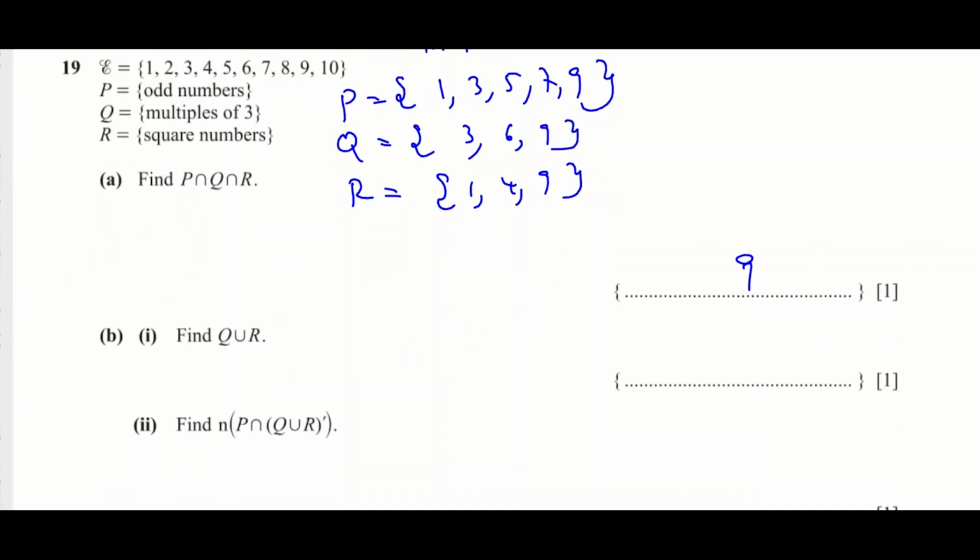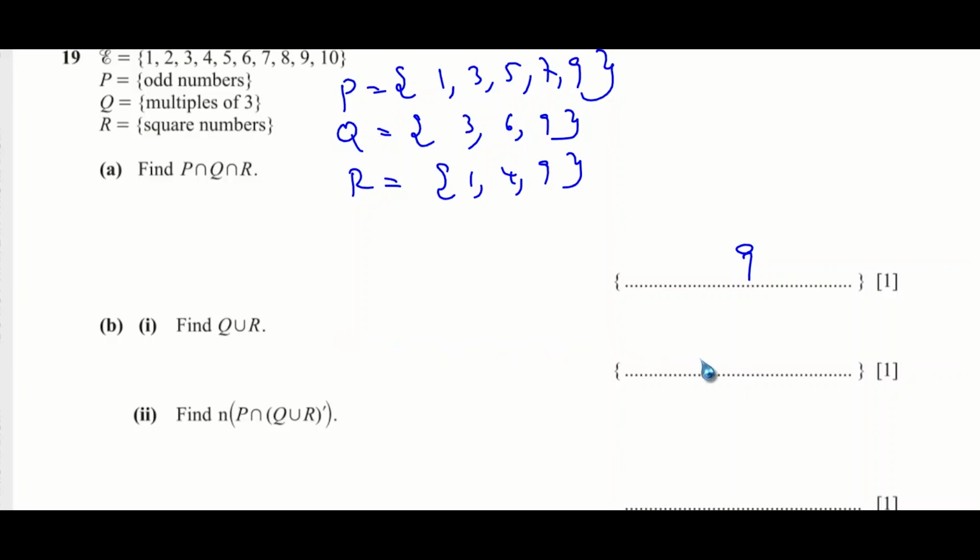And find Q union R. So Q union R will be the combination of Q and R. So that will be 1, 3, 4, 6, and 9. Okay. So that is B, my figure 1.